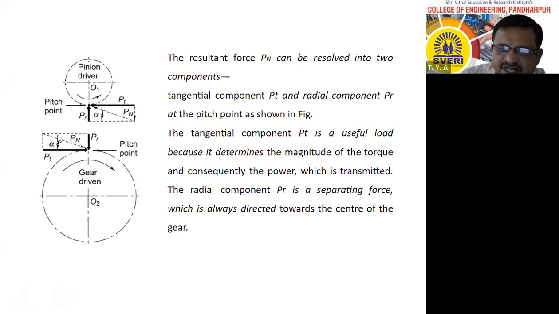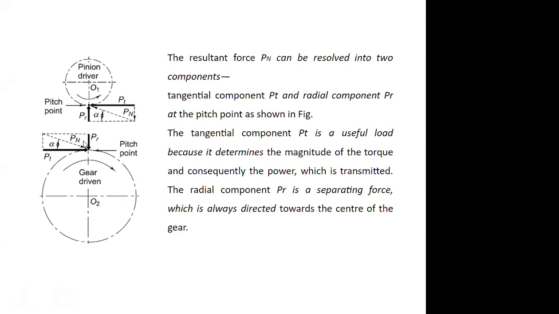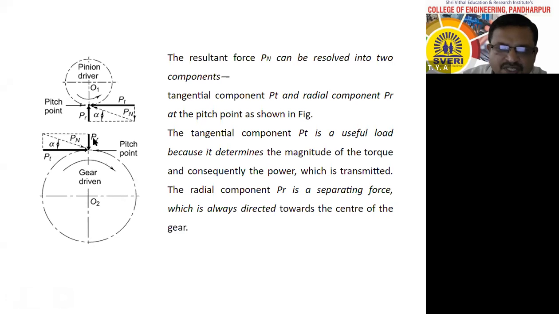Since this is a right angle triangle, you can resolve this and find out the values of PT and PR in terms of PN. You can take the angles, sin alpha and cos alpha, and find out. Now, what is sin alpha here? Sin alpha is nothing but PR upon PN. Is it correct? Sin alpha is equal to PR upon PN. Therefore, PR is equal to PN sin alpha.